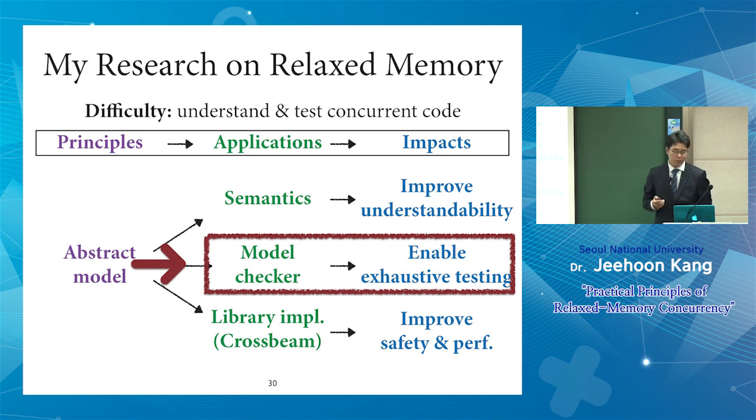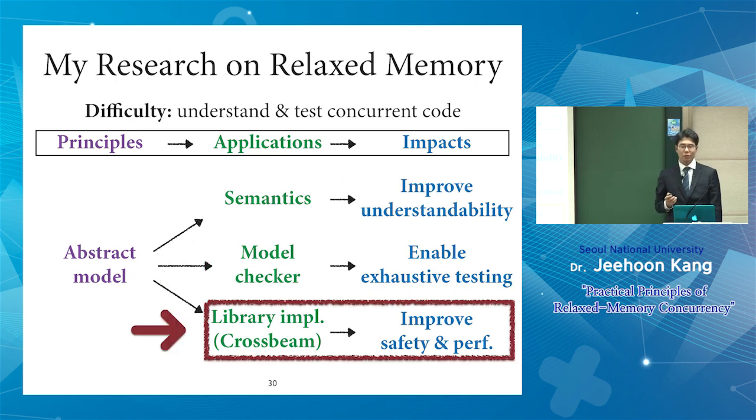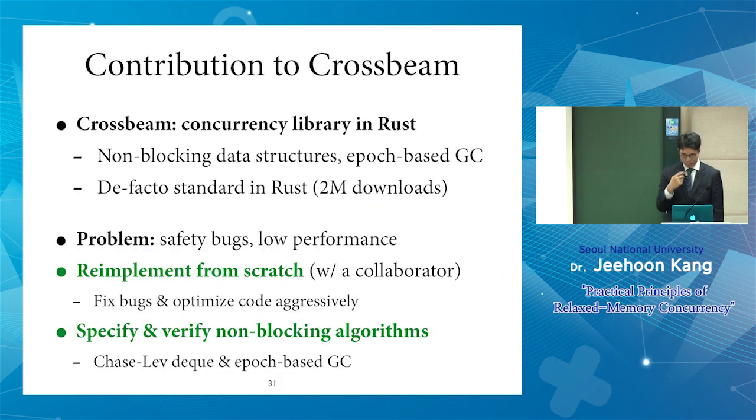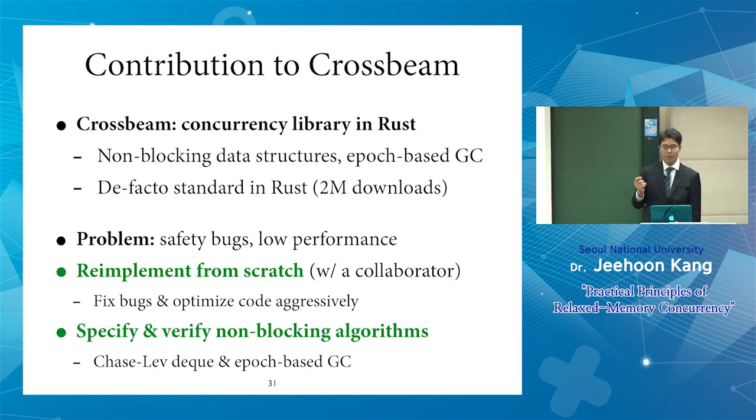Now I'll move on to the library implementation, which is Crossbeam. Crossbeam is a concurrency library in Rust. It has non-blocking data structures, and under the hood, it has an epoch-based garbage collector. It is the de facto standard concurrency library in Rust, because all the parallelism libraries I know of are using Crossbeam under the hood. It has been downloaded 2 million times.